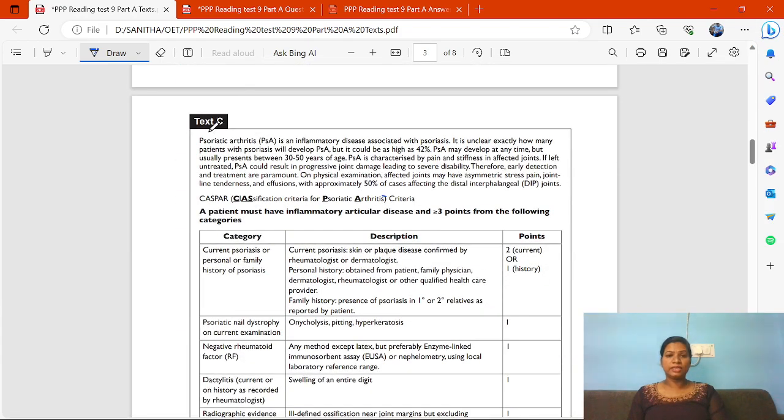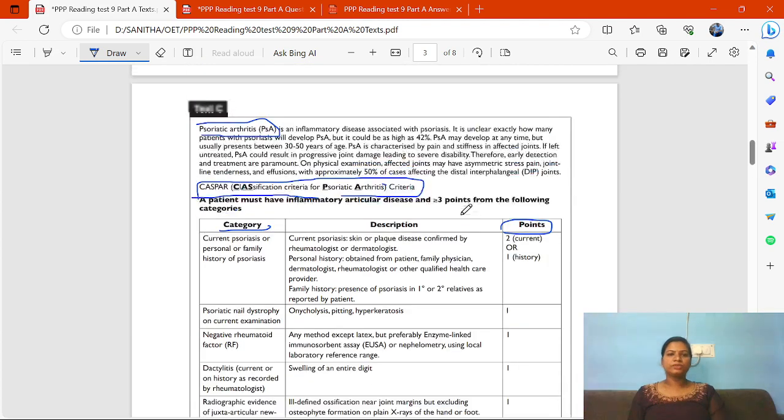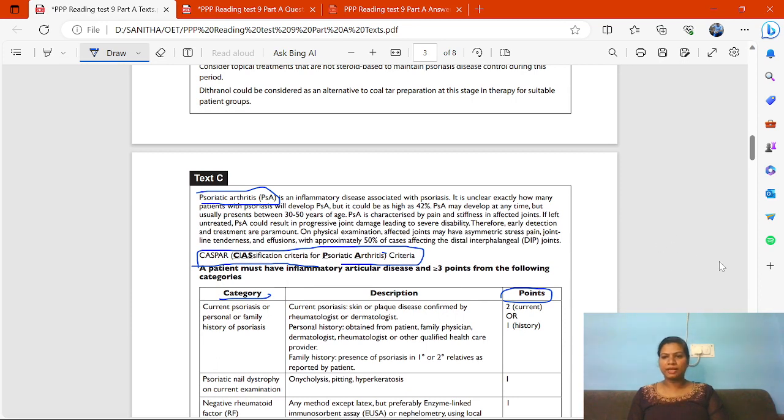Third, text C is about psoriatic arthritis, with the abbreviation PsA. After that, they talk about the CASPAR classification criteria for psoriatic arthritis. They also give criteria, categories, and description points. So you have to remember CASPAR, category, and PsA. These are the main points discussed in text C, so mention them somewhere in the question booklet or answer booklet.